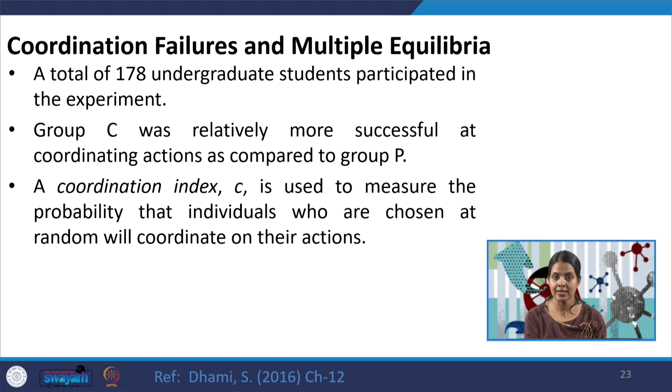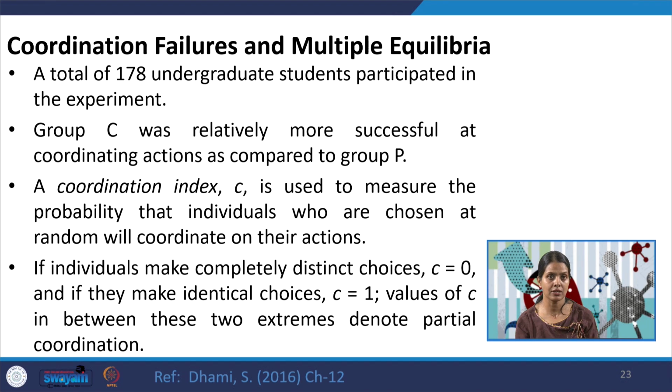A coordination index C is used to measure the probability that individuals who are chosen at random will coordinate on their actions or decisions. If individuals make completely distinct choices, that is different choices or choices not taking into consideration the other individual's choices, then the coordination index C will take a value of 0, and if they make identical choices, then the coordination index C will take a value of 1. Values of C in between these two extremes denote partial coordination.